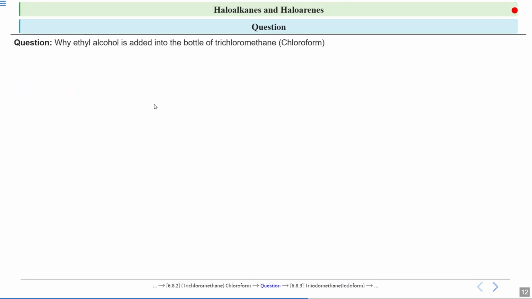Let's see the next question. Why is ethyl alcohol added into the bottle of trichloromethane or chloroform? So we are discussing some safety rules we should take while storing chloroform. The second question asking is, ethyl alcohol is added into the bottle of chloroform during storage, so why do you do that? You have to tell the reason. You have been given some time. Try to solve this question, and then we will see the correct answer.